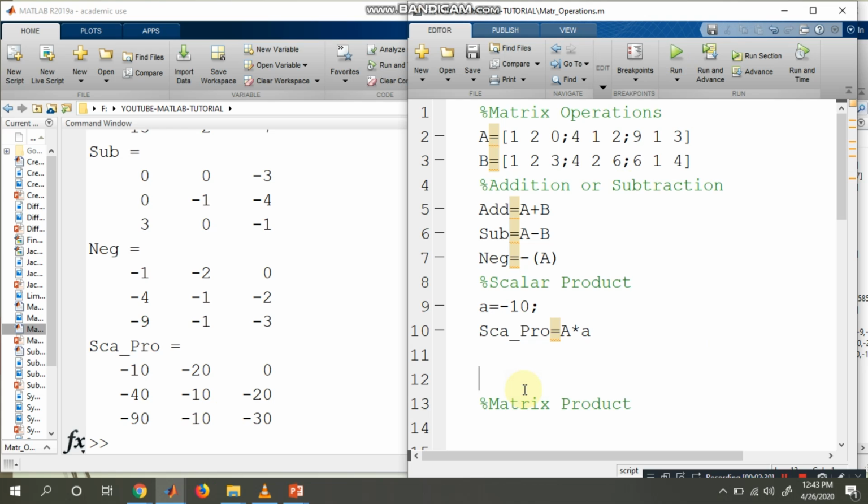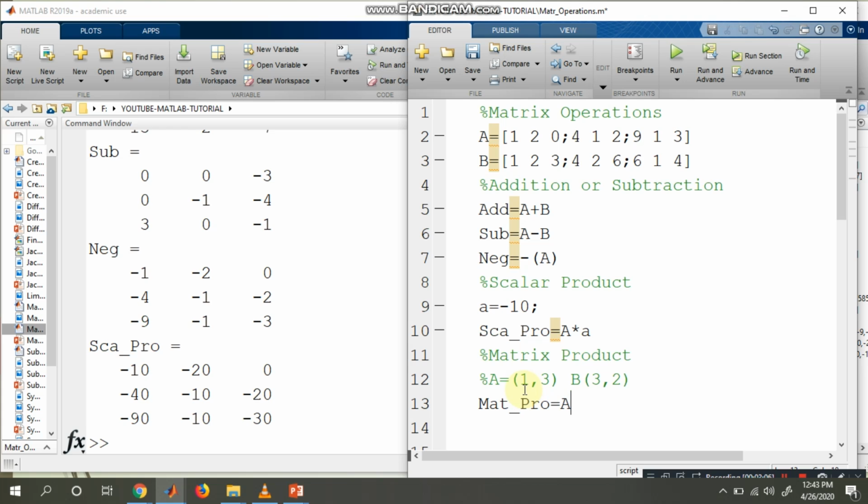Now let us see what the matrix product is. See, the matrices should be compatible. The number of columns in the first matrix should equal the number of rows in the second matrix. Otherwise it is not possible to take the product. Now let us see what the matrix product is.